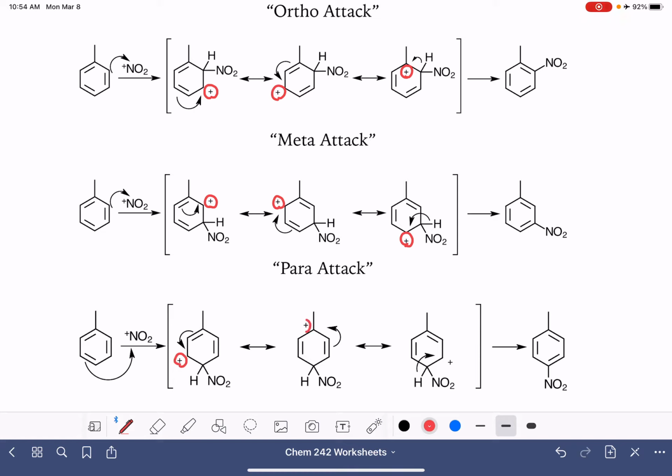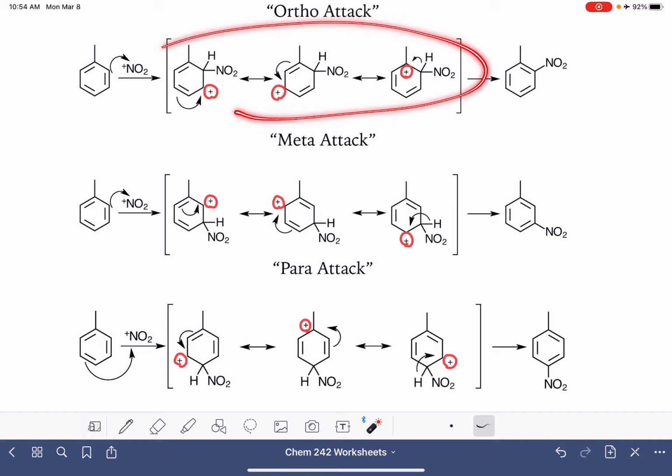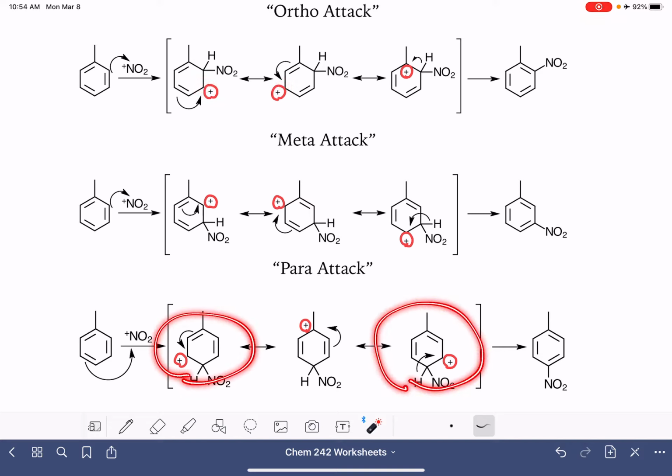So I'm circling these positive charges to make it a little bit easier to see. And let's think about these intermediates and what they look like. Starting with our ortho reaction, we've got 2 carbocations in this position right here, and then a 3rd carbocation up here at the top. If we look at our other mechanisms to try to find some similarity, there are carbocations down here in the lower left and lower right position. We've got that same set of carbocations down here for the para attack. So these right there are the same.